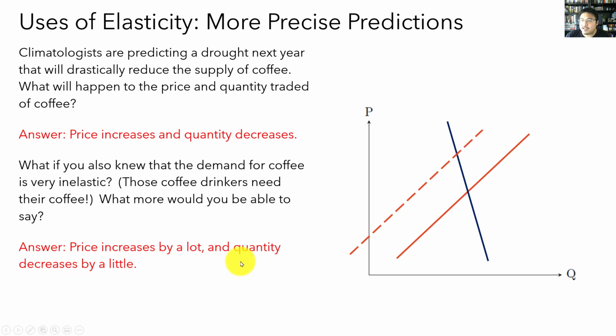So as you can see, if we didn't know the elasticity of the demand curve, we wouldn't be able to say much more than this. Price is probably going to increase and quantity is probably going to decrease, but we don't really know by how much. If we knew that the demand curve is very inelastic, then we can predict something more. We can predict that price is going to increase by a large amount and quantity will decrease by a small amount. Okay, so knowing the elasticity of the supply and the demand curves can help us make better predictions.